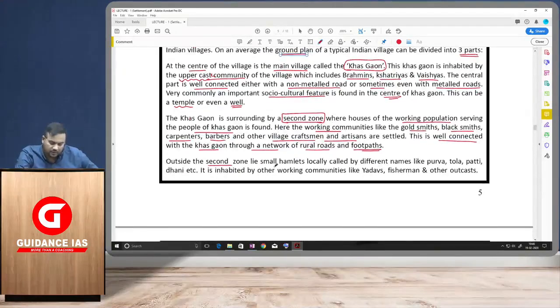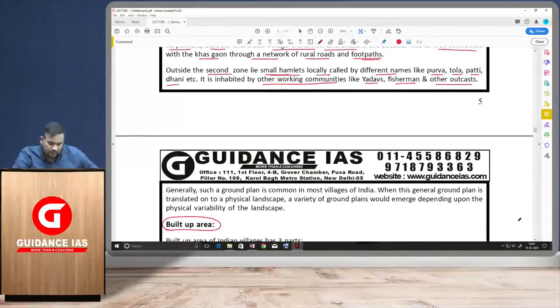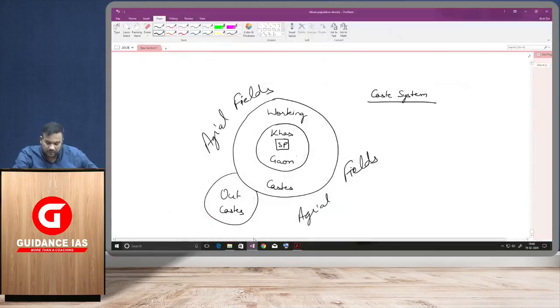Outside this second zone lie small hamlets, locally called by different names like Purva, Tola, Patti, Dhani. They are inhabited by other working communities like Yadavs, fishermen, and other outcasts, who are very, very commonly found in these areas. Generally, such a ground plan is common in most villages of India. When this general ground plan is translated onto the physical landscape, that is the actual site, a variety of ground plans would emerge depending on the physical variability of the landscape. Okay? So this is basically the morphology of the Indian villages.